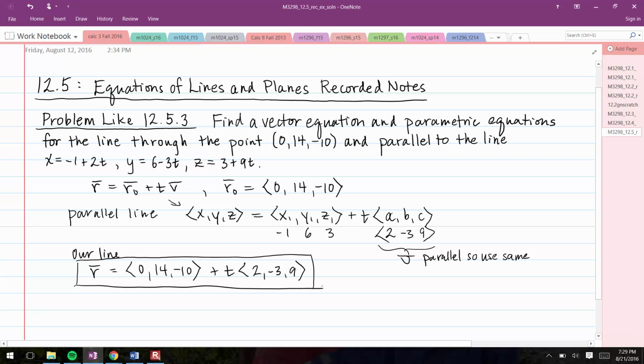And then it also asks for the parametric equations, so we're going to do what we were just doing before, except going forward, in that we can just write this r as x, y, z. Just write that reminder down here. And then break it up into the components. So x is equal to, we have a 0 here, so it's just going to be 2t. y is equal to 14 minus 3t, and then finally z is equal to -10 plus 9t.